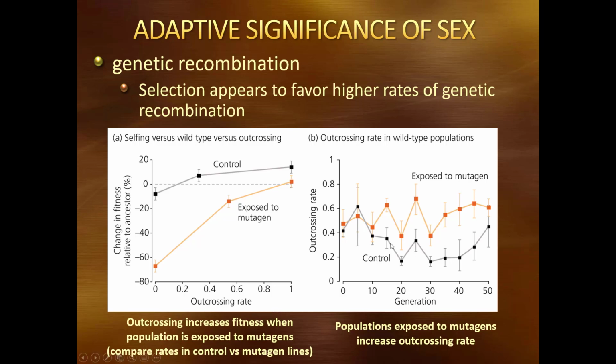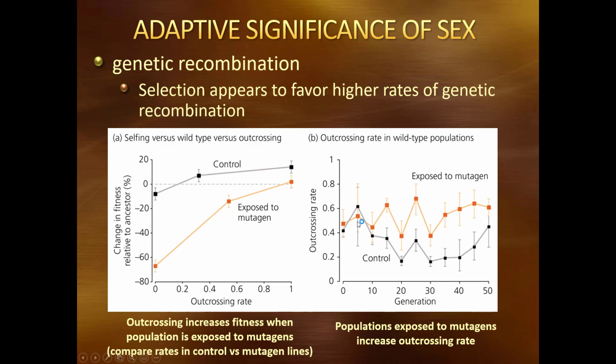Then what they did over in the right-hand graph is they took some different populations and they looked at the outcrossing rate across the different generations. So let me take populations, and in one set of populations I'll expose them to mutagens, and this other set of populations will be my control. I'm not going to mutate that line.